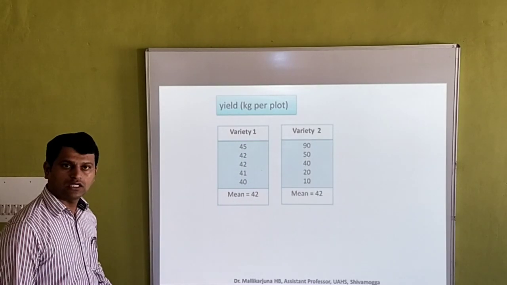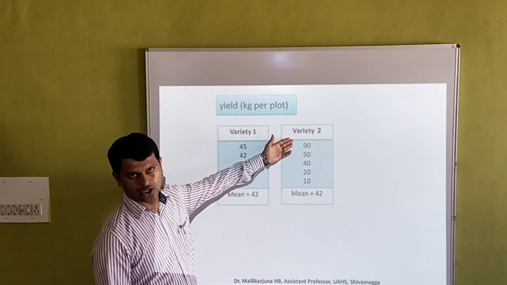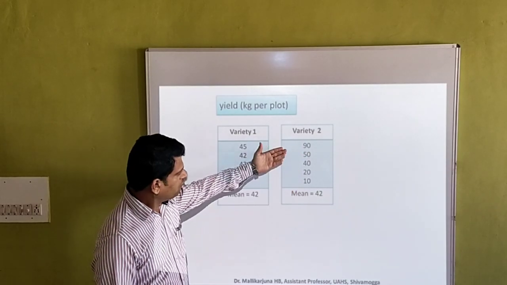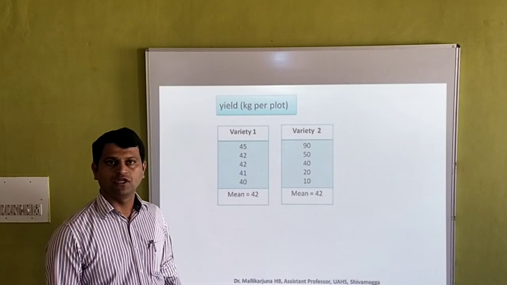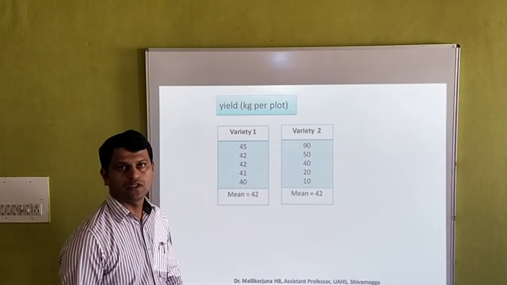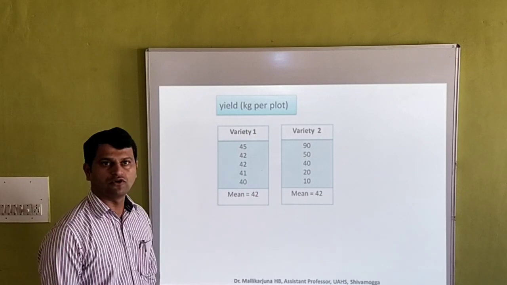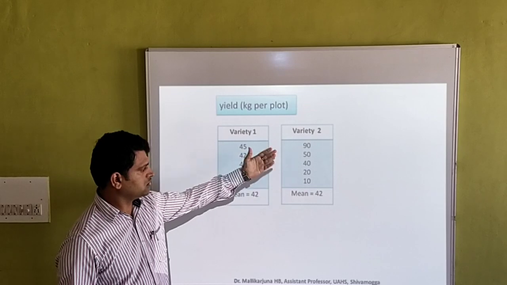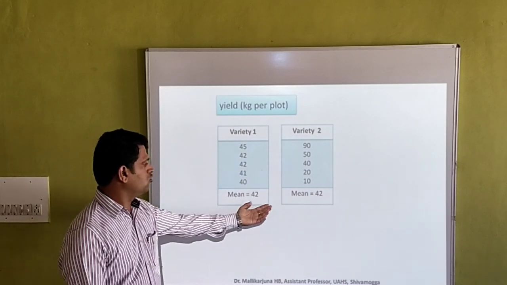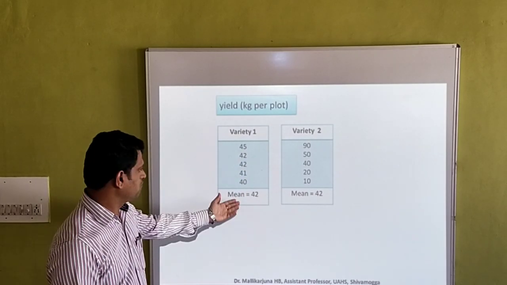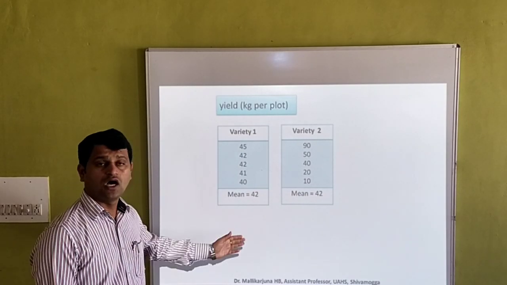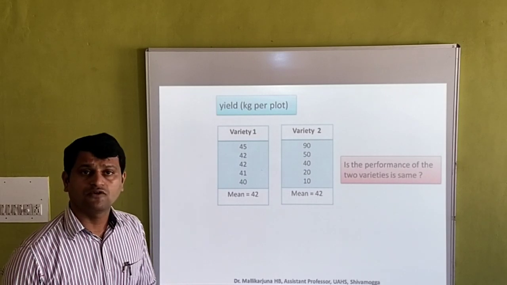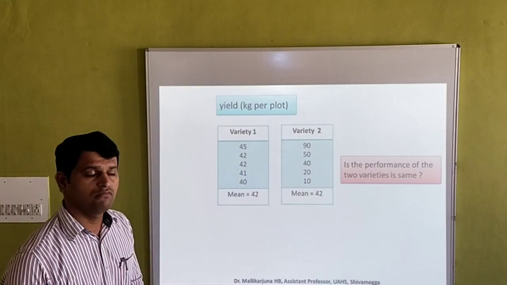Now consider another set of observations from variety 2: 90, 50, 40, 20, 10, the 5 observations. For that also I calculated the arithmetic mean, and I got 42. The observations have different values, but for both sets of observations, the arithmetic mean is 42. Is the performance of the two varieties the same?